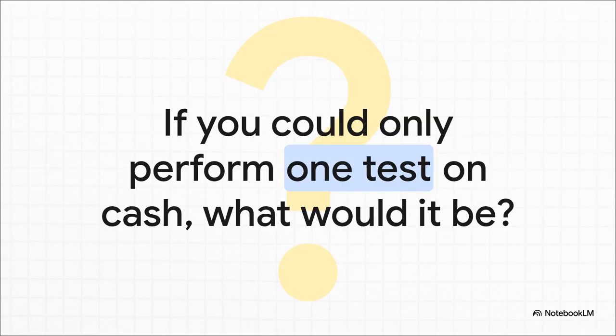So let me leave you with this one question, just to really lock in the main takeaway here. If you were the auditor and you only had time or budget to do one single test on a company's cash, which one would you pick? After everything we've just walked through, the answer should be crystal clear. You'd go for the bank confirmation. It is without a doubt the most efficient and powerful proof you can possibly get.